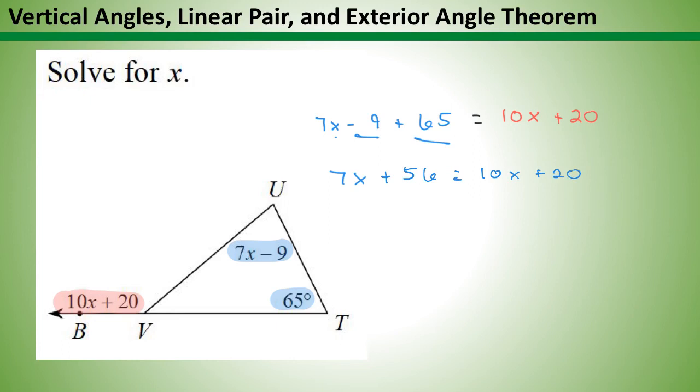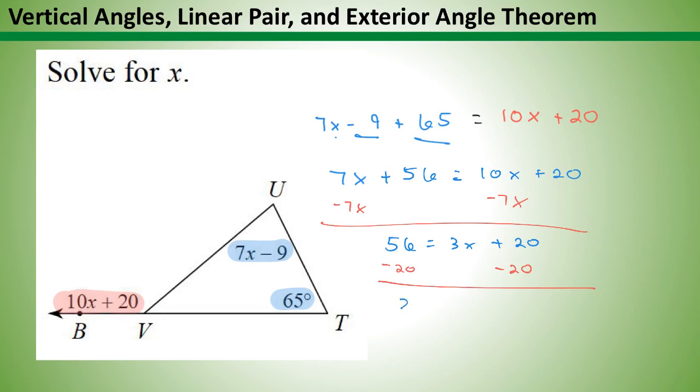Okay, so now I'm going to subtract 7x from both sides. So subtract 7x, subtract 7x. That's going to give me 56 on this side is equal to 3x plus 20. So if I subtract 20 from both sides, that's going to give me 36 is equal to 3x, and then divide by 3. We end up with x is equal to 12. So that's our value for x on this problem.